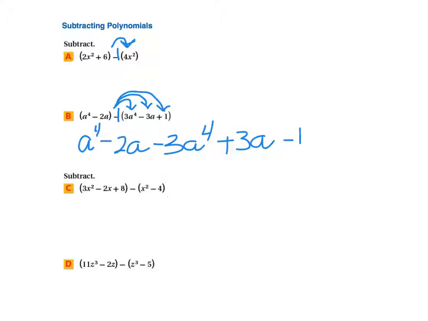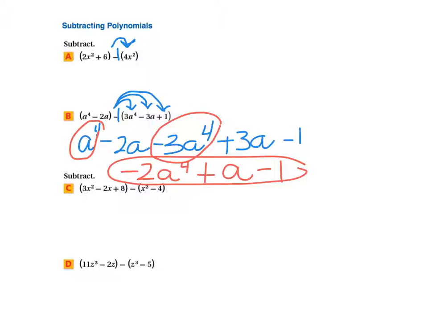Now this is just like the problems we did before. We combine like terms and we'll be done. So the answer for example B is negative 2a to the fourth plus a minus 1. Pause the video and then you can check the answers when you're ready.